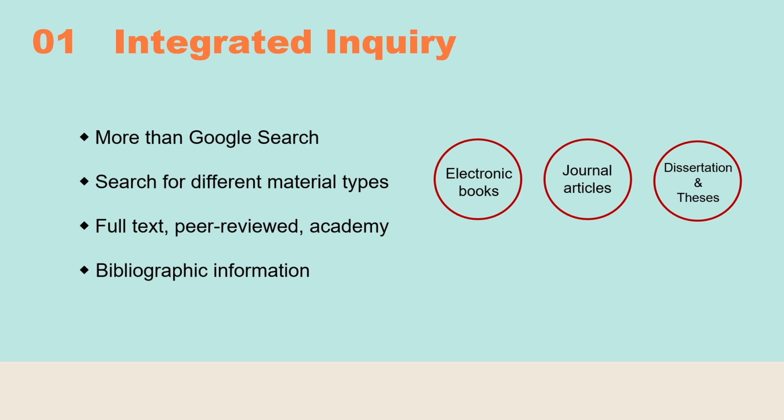You might ask me, why can't we just Google that? Library databases work differently from Google search. Google search cannot filter out non-scholarly materials, so users must be careful to evaluate the sources they find. Library databases, however, provide much more reliable and accurate resources and have tools to filter out non-academic results. In this way, you search for different materials at the same time. There are full text, peer-reviewed, academic, and more details.